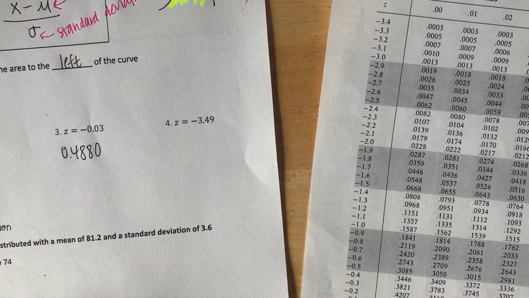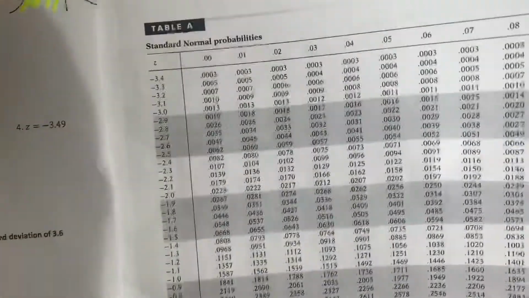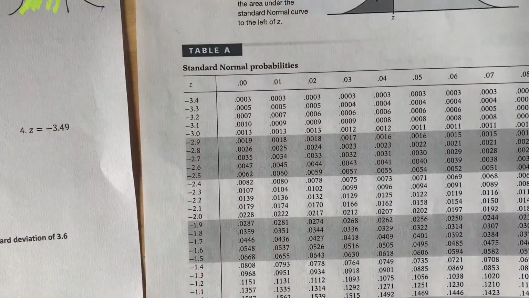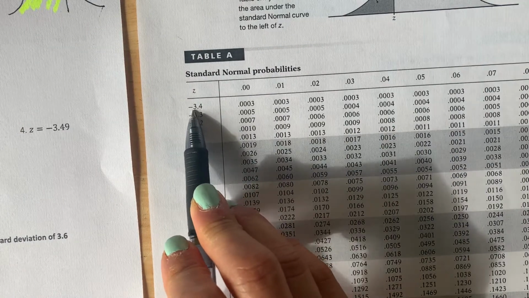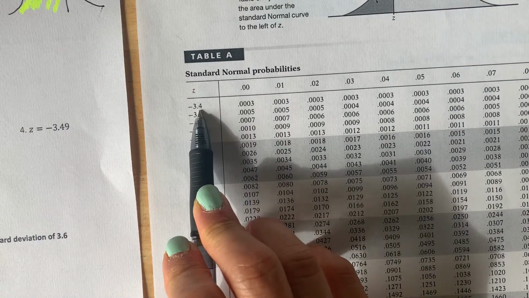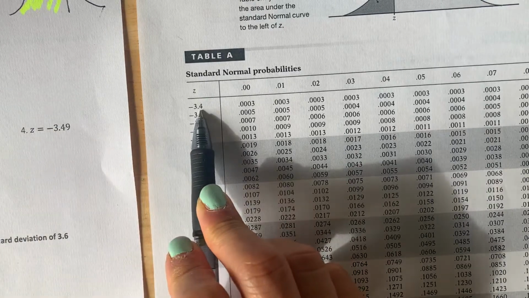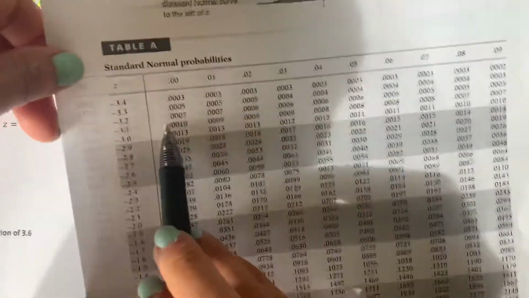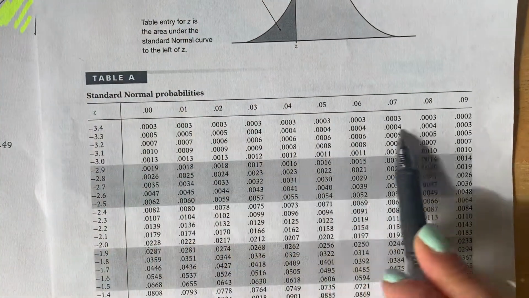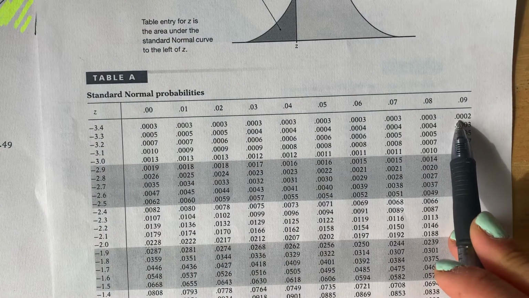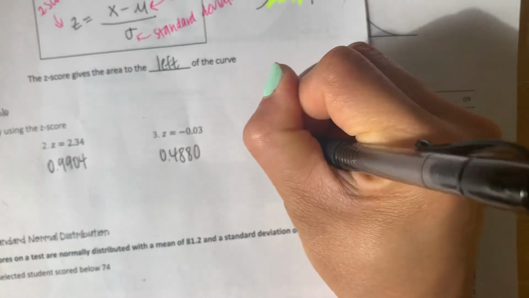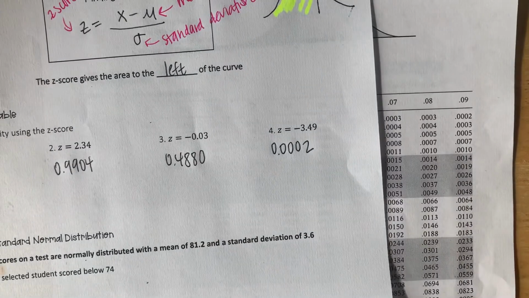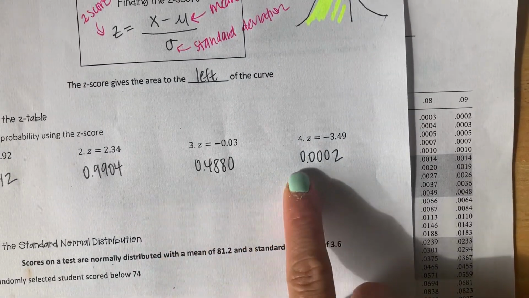Negative 3.49. So first I'm going to look for negative 3.4. So it's always the first numbers, 3.4. And then it's 9. So I'm going to go all the way across to find 9 up top. Negative 3.49 is 0.0002.